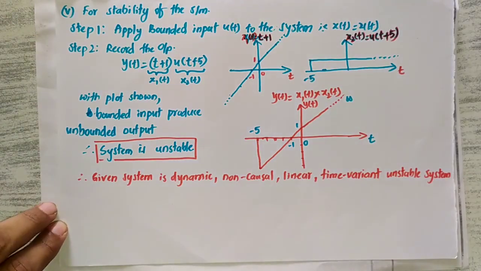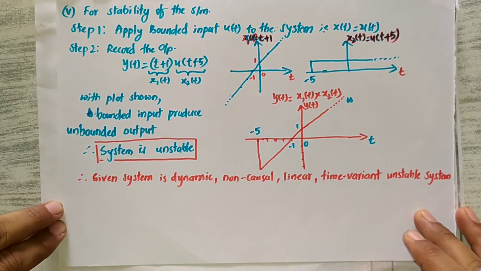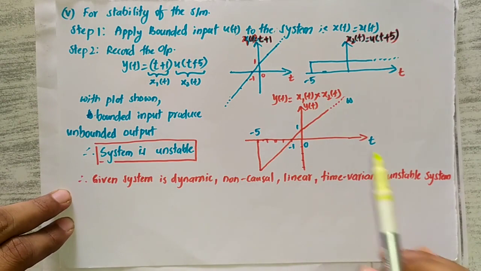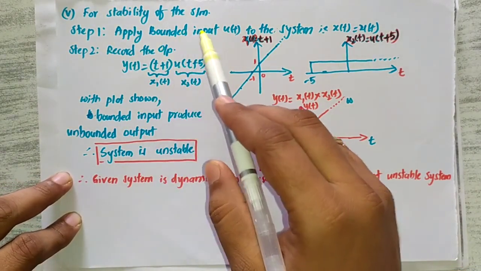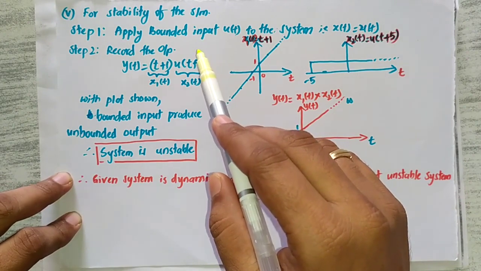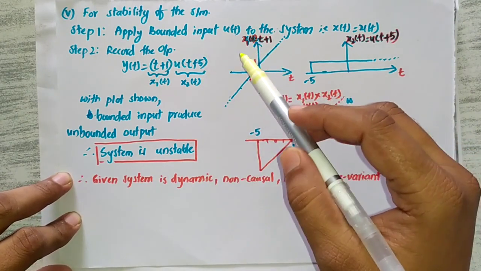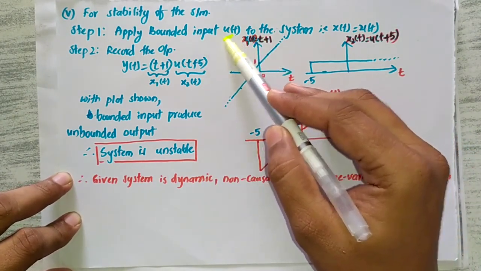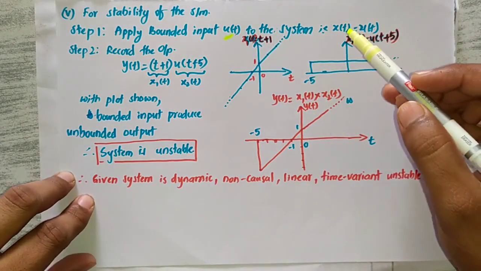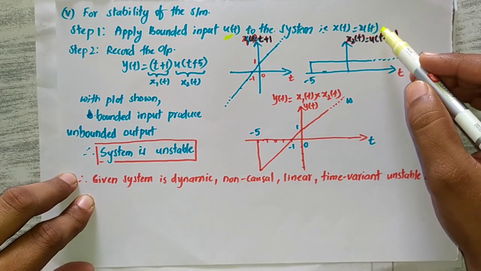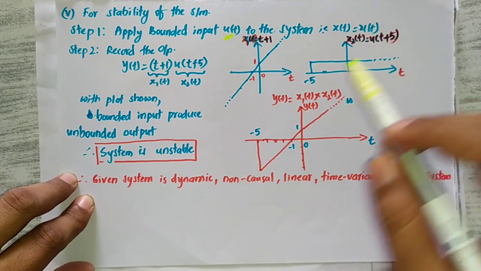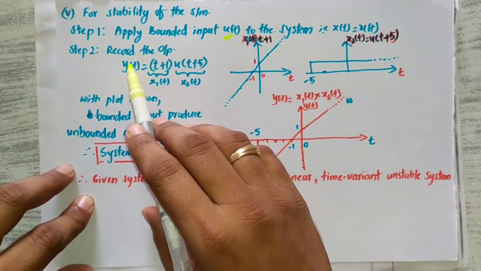And next it's about the stability of the system. So how do we find the stability of the system? For this we need to apply a bounded input. Again, for the bounded input we are considering a unit step signal, that is u of t. So we have applied u of t, that is, as x of t we will be taking u of t. Then we will be recording the output.